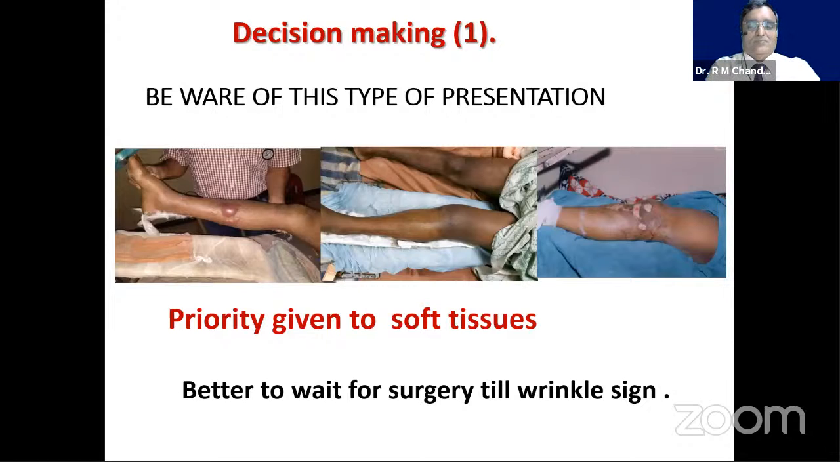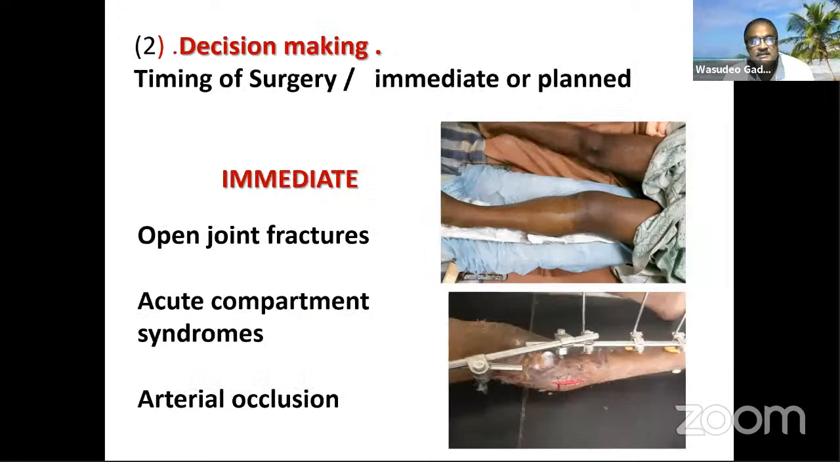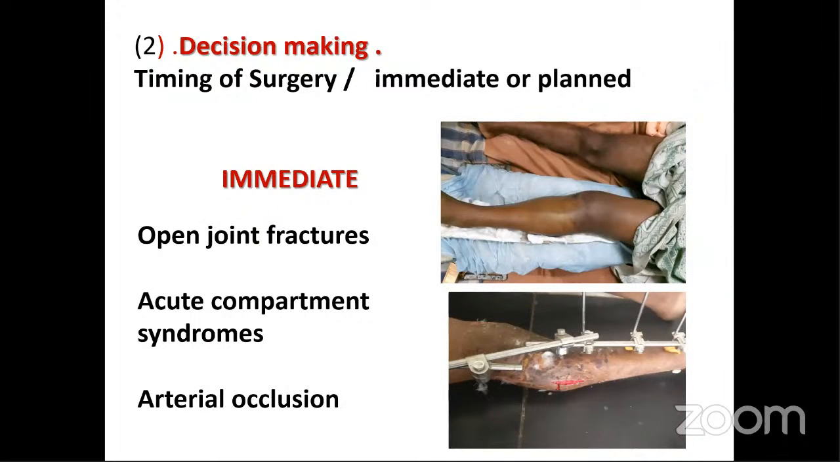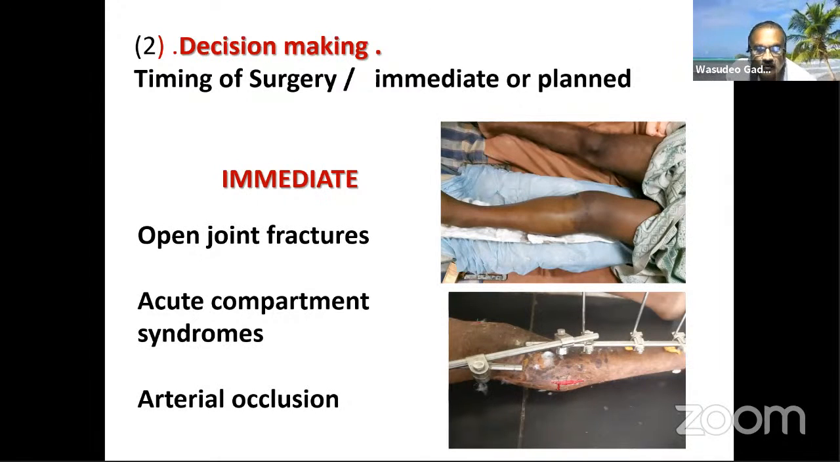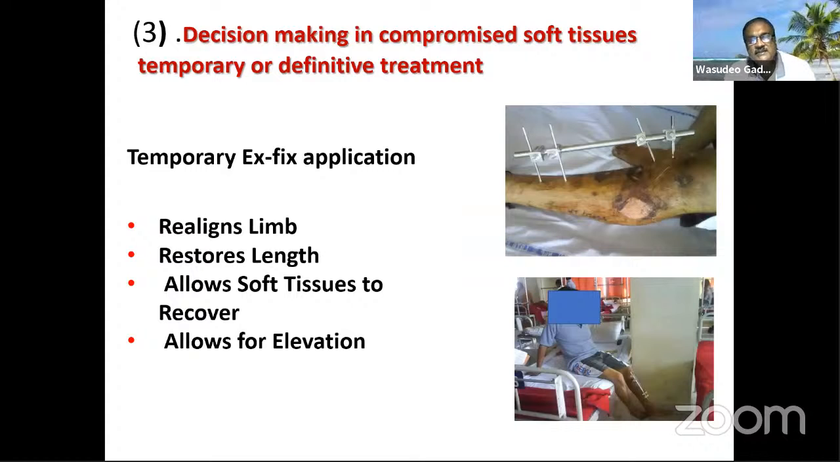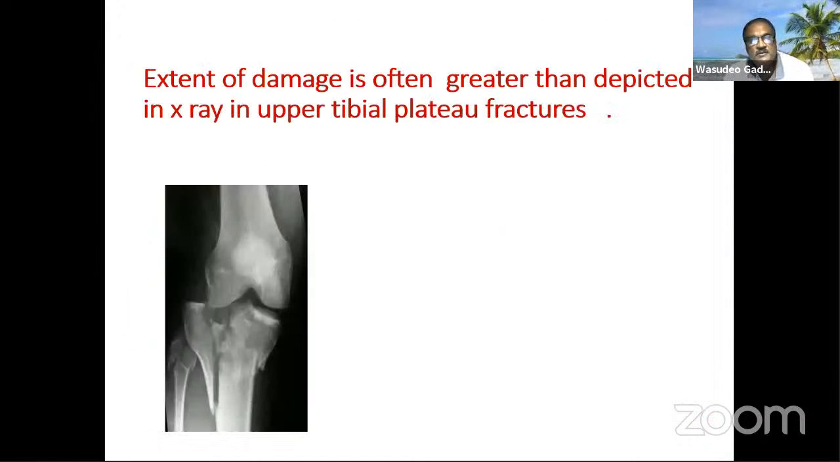Better to wait for surgery till wrinkle signs appear. Decision making, timing of surgery, and imaging are planned. The only immediate indications are open joint, compartment syndrome, and arterial occlusion. For the rest of the cases, it should be a staged protocol. Decision making three: for compromised soft tissue, temporary fixation by an ex-fix, or you can have Steinmann pin traction or just a cast, allow elevation and allow the soft tissue to recover.